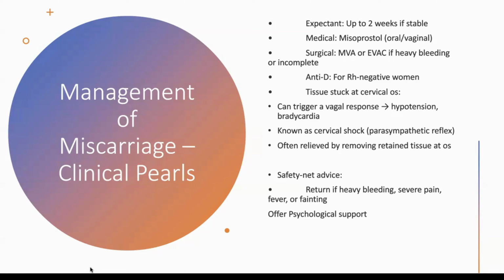If women choose the medical option or the conservative option and they go home, we usually safety net them to return if the bleeding is heavy, or if they are in severe pain or start fainting or feeling unwell. We have to make sure that they are with an adult at home before sending them. And also, most importantly, offer them psychological support, counsel them about how they want to deal with the products after delivery. We offer them services to look after their psychological well-being.